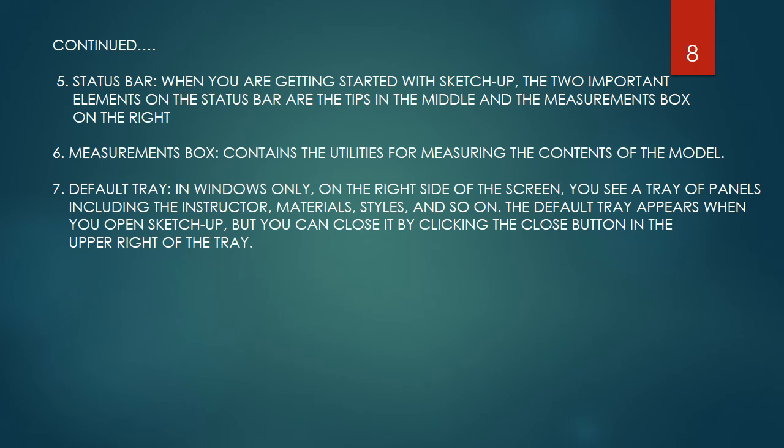Default tray. In Windows only, on the right side of the screen, you see a tray of panels including the instructor, materials, styles, and so on. The default tray appears when you open SketchUp, but you can always close it by clicking the close button in the upper right of the tray.